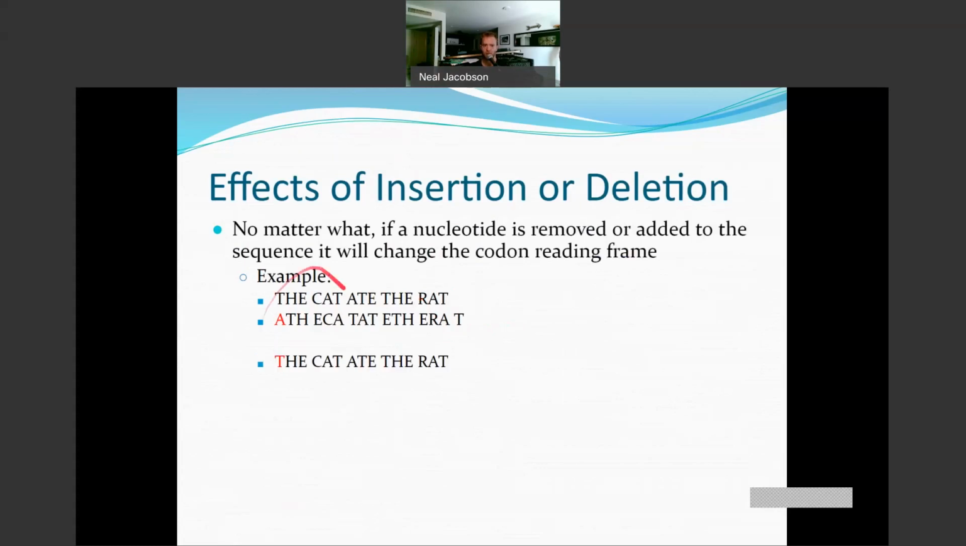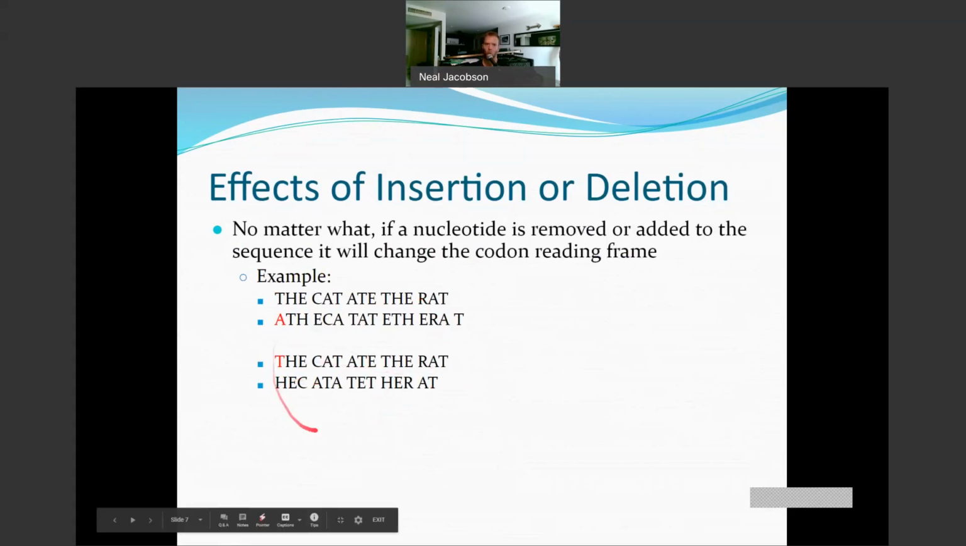Now let me give you a different example. The cat ate the rat, still the words we're using, but now we're going to delete a nucleotide. So it shifts the reading frame 1 to the left, and now we're reading HEC, ATA, TET, HER, AT. Doesn't sound like the cat ate the rat anymore. So the whole thing is changed. That's why insertions and deletions are for sure the most devastating types of mutations when they happen.